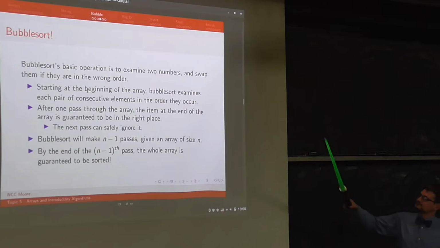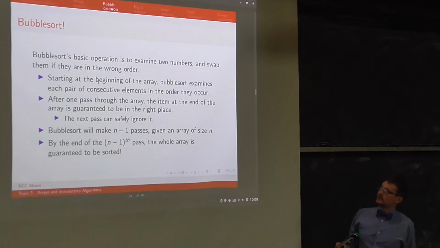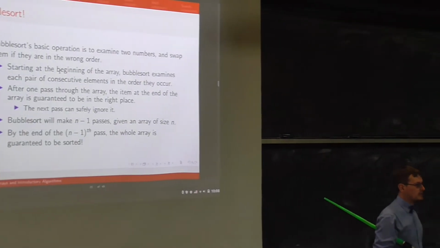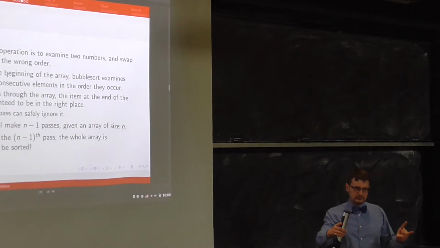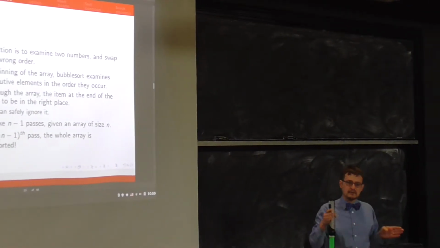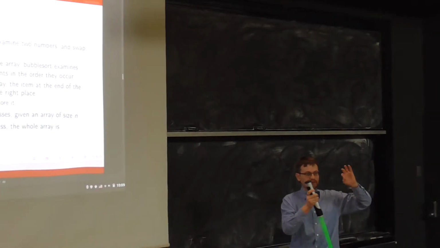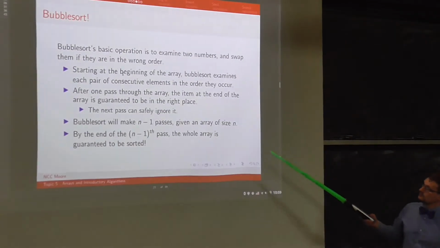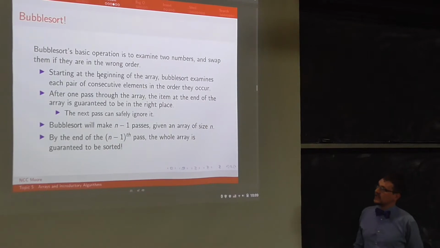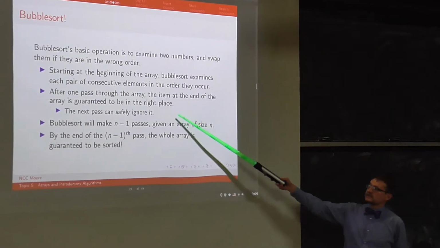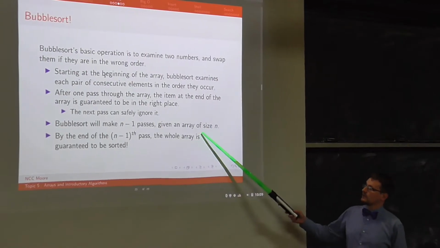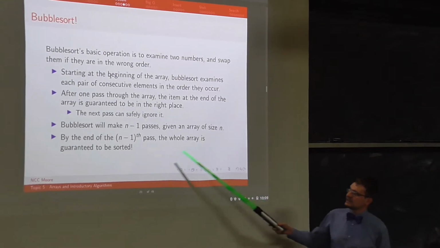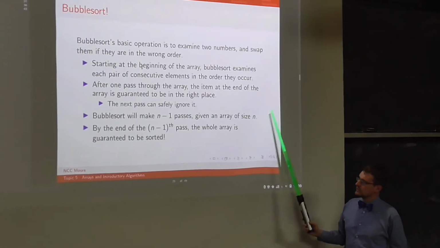But anyway, bubble sort's basic operation is to examine two numbers and swap them if they are in the wrong order. We go through the array, making many examinations, and by the time we've performed all of our examinations, the array is guaranteed to be sorted. After one pass through the array, the item at the end of the array is guaranteed to be in the right place, so the next pass can safely ignore it. Bubble sort will make n-1 passes, given an array of size n. By the n-1th pass, the whole array is guaranteed to be sorted.